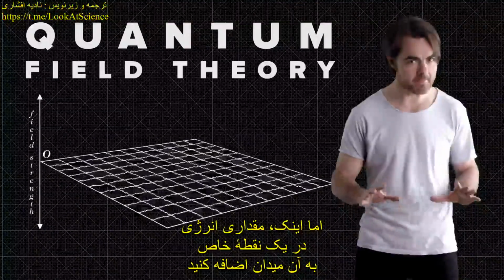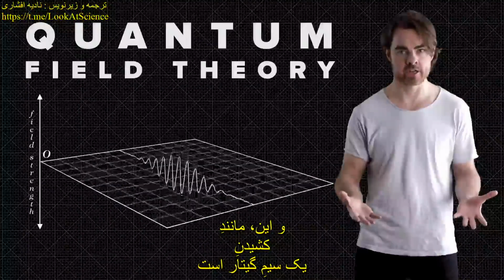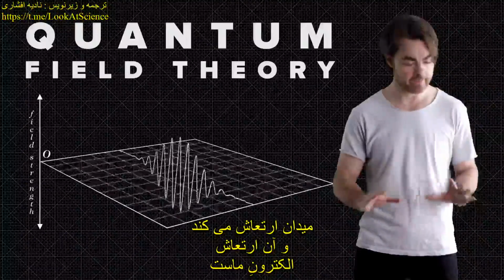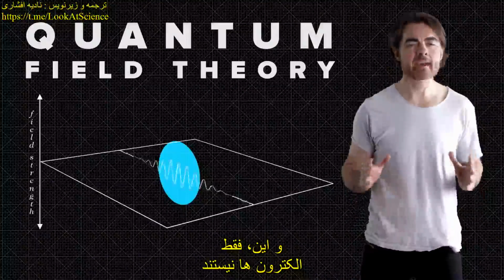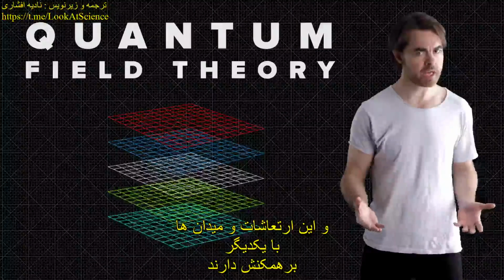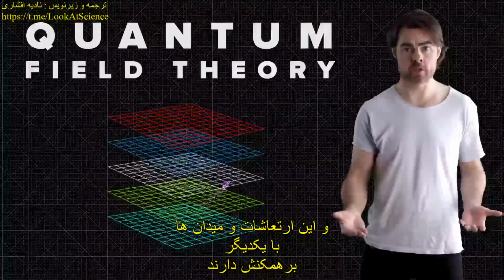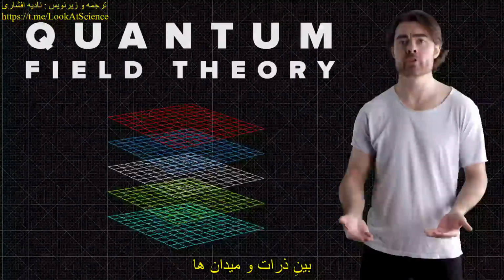But now, add some energy to that field at a particular spot, like plucking a guitar string. The field vibrates, and that vibration is our electron. And it's not just electrons. Every elementary particle is a vibration in its own field, and these vibrations and fields interact with each other, transferring energy, momentum, charge, etc. between particles and fields.